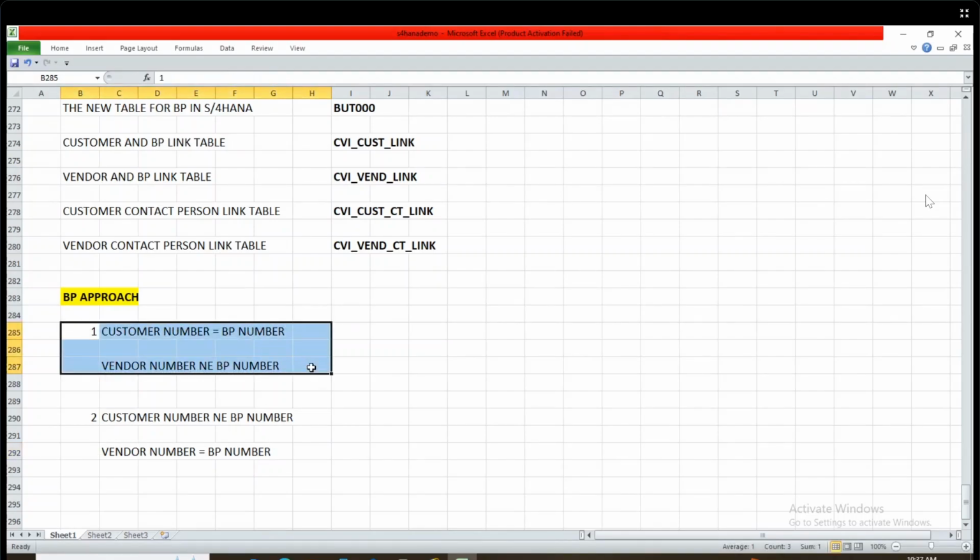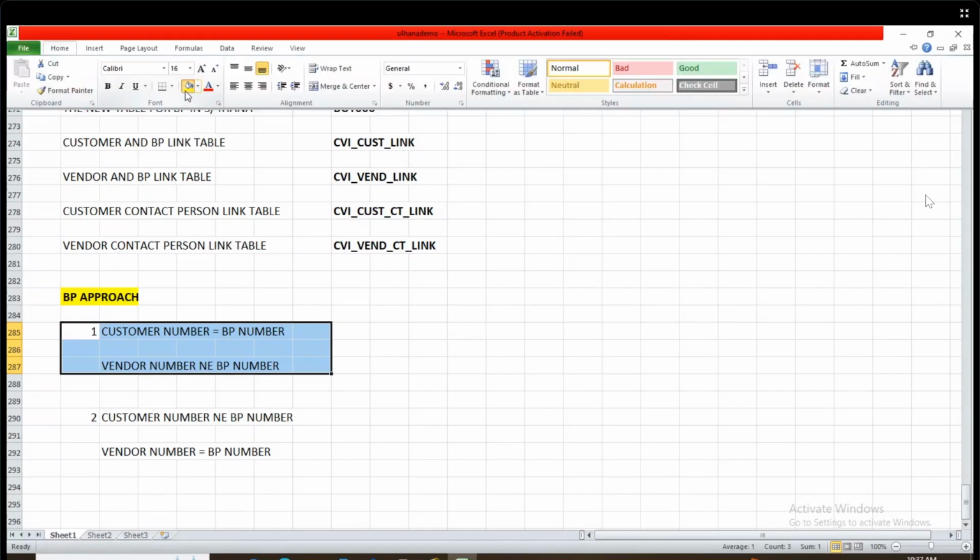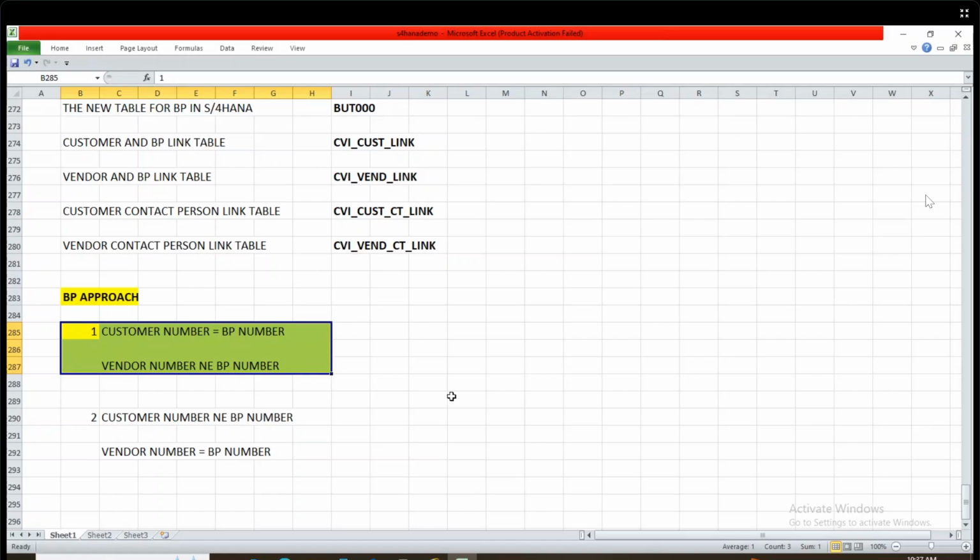But 95% of the clients go for the first approach only, because customers are more important than vendors. They have limited vendors but more customers, so they go for the first approach. So we have to take this confirmation on the BP approach from the client before starting migration configurations. We go for this approach initially: customer number is equal to BP number, vendor number not equal to BP number.